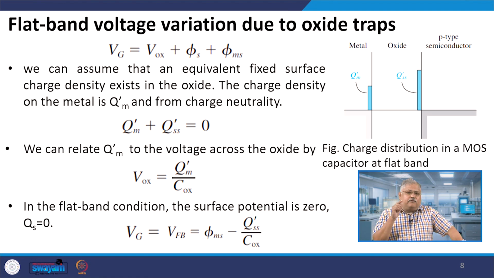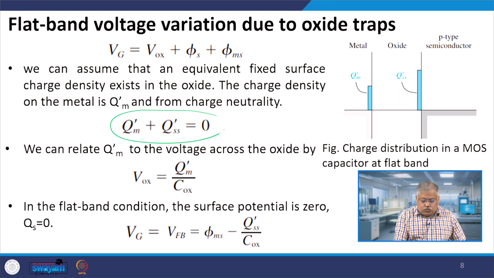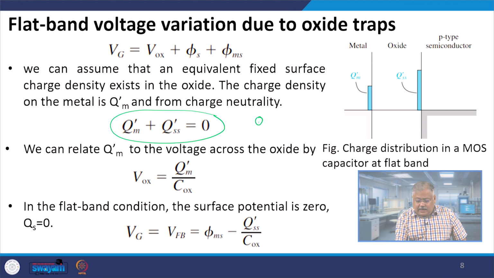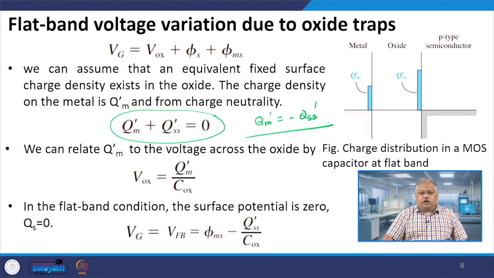Now let us look at the flat band variation due to oxide charges. Vg, we knew, was equal to Vox plus psi s, the surface potential, plus phi ms. If you have charge neutrality and you have not given any external bias, and we assume that charge neutrality is maintained, then the total charge on the metal and on the oxide layer, if you add those two together, must be equal to 0, which means effectively that Qm prime must be equal to minus Qss prime. So they are opposite in nature.